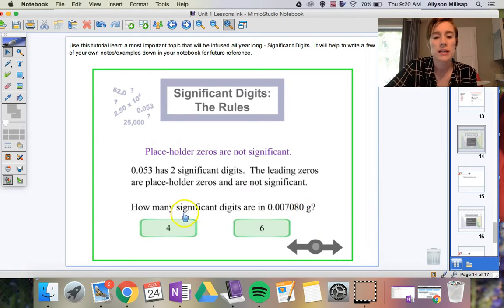Okay, here's an example. We have 0.053, which has 2 significant digits because these zeros right here are placeholders, okay? The leading zeros or zeros in front are never ever significant.